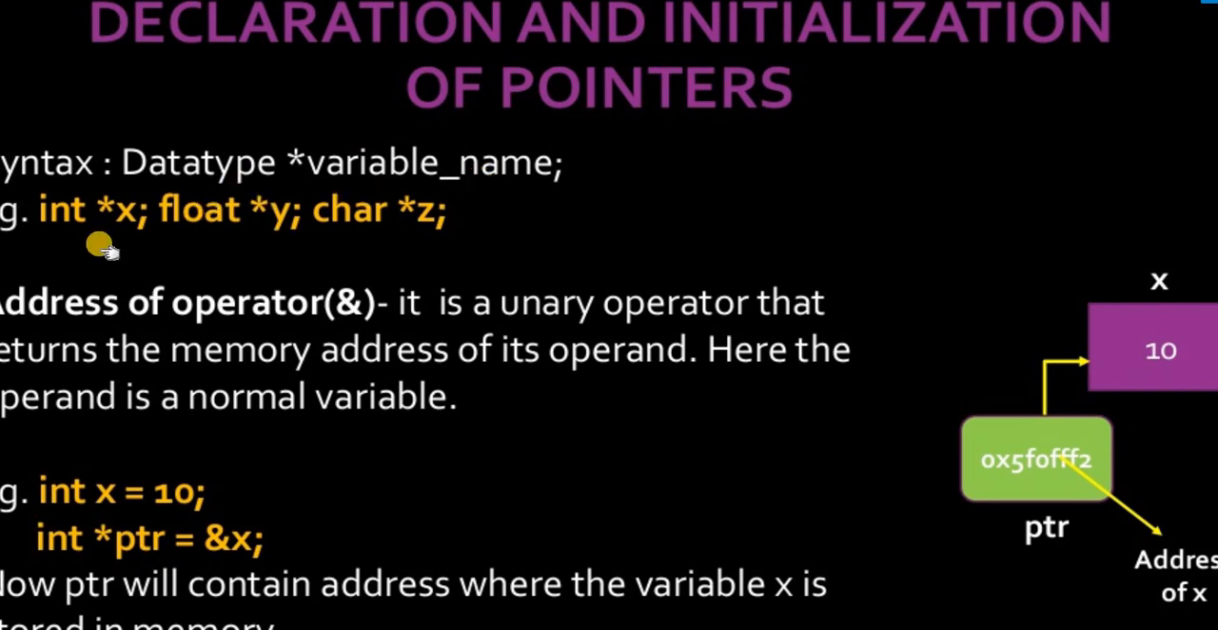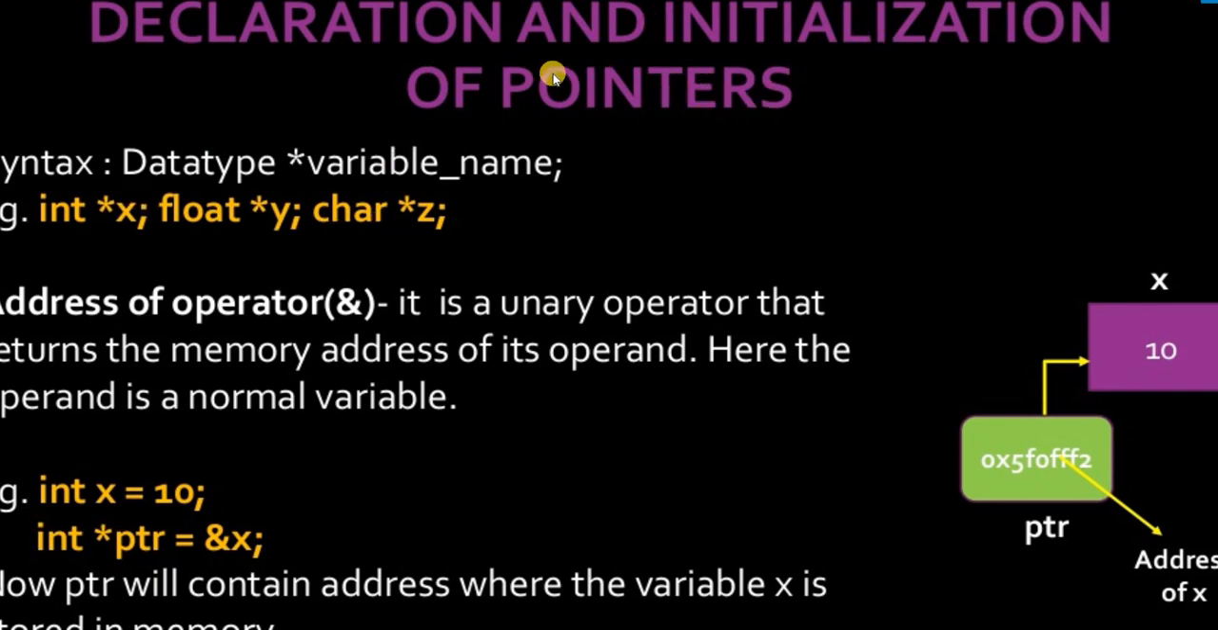So इसकी example with 2 or 3 data types. Integer asterisk x is a pointer of integer type. Float asterisk y is a pointer of float type. Character asterisk z is a pointer of character type. So the next thing, जो हमने declaration तो होगी.